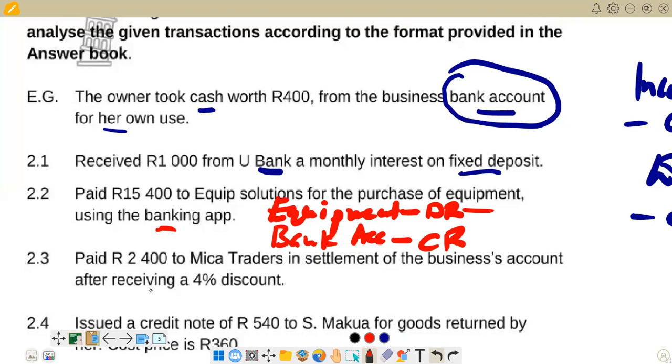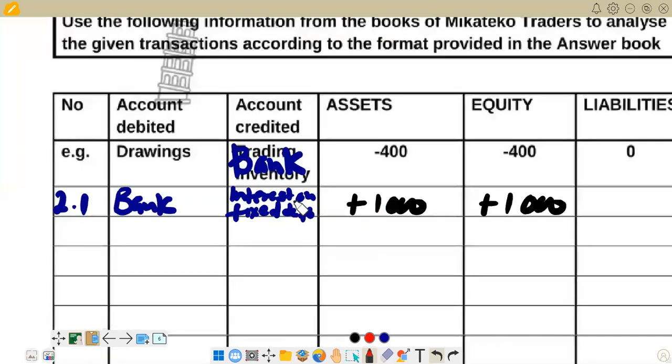So we can just go and summarize that one on the first section. Here we have got 2.2. We have equipment here as the account debited, and then the account being credited, we have got the bank.